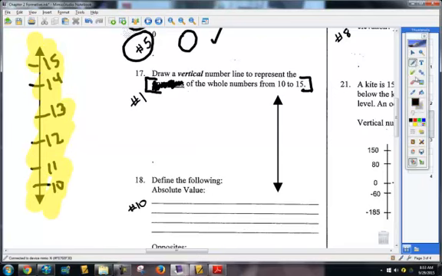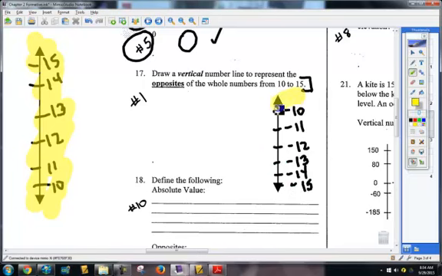But guess what? Since it does say opposites, it doesn't really make it any harder. Now just think about it. If I got 10 there, what's the opposite of 10? Negative 10, which is going to be at the top. Then negative 11, negative 12, negative 13, negative 14, and negative 15. Okay, so yours must look exactly like that. If it doesn't, it is incorrect.